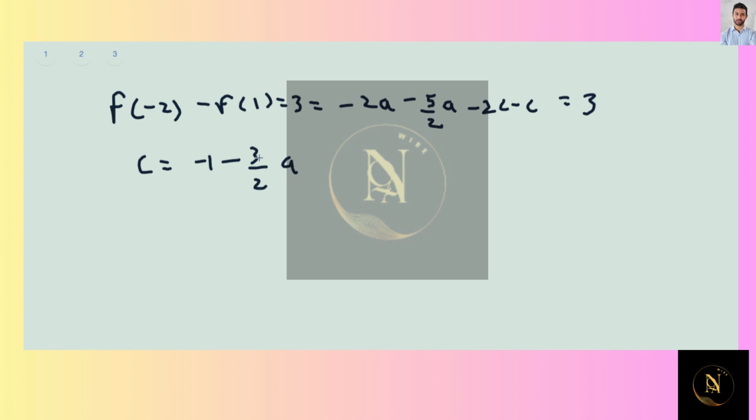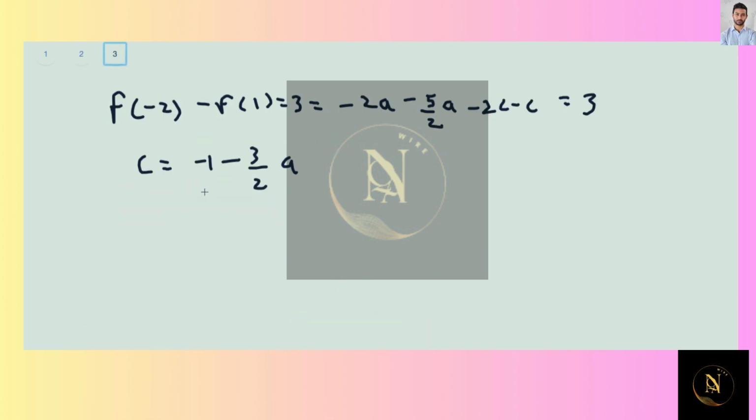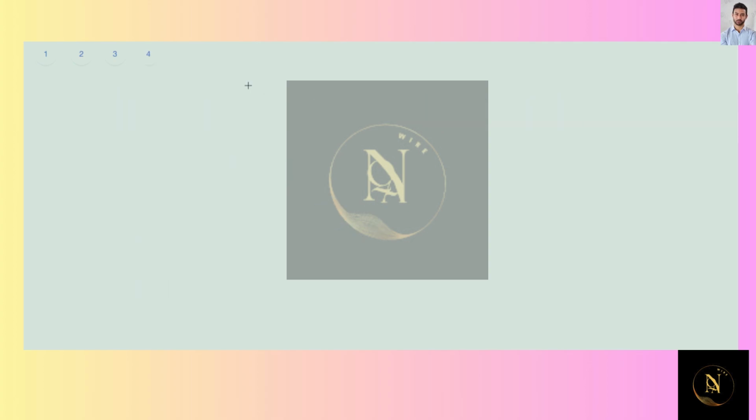Now that we have two versions of c, we can actually solve for what number a is. Remember, we said c is equal to -6a, so we can say -6a is equal to -1 minus 3/2 a. If you solve for this, you get a is equal to 2/9. Wow, that's great. Now that we know a, we also know that b is equal to 3/2 times a, which is 3/2 times 2/9. So you get 3/9, which is just 1/3.